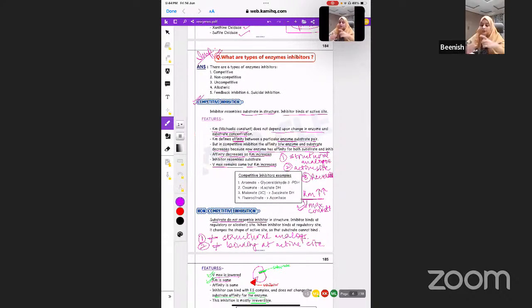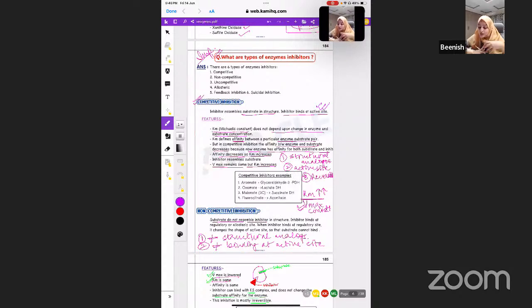So recapitulating the various types of inhibitors. The first one is competitive inhibitors. What is happening in competitive inhibitors? The inhibitor is a structural analog of the substrate and it binds to the same site as the substrate, that is, it binds to the active site. Okay. Now what is happening?